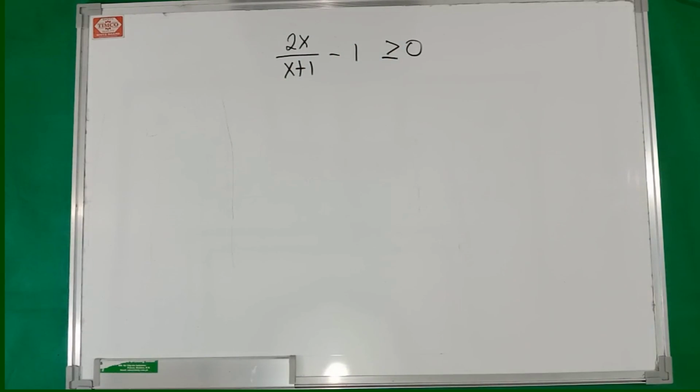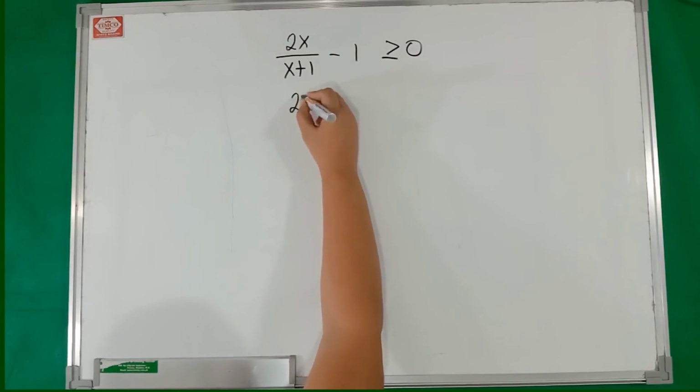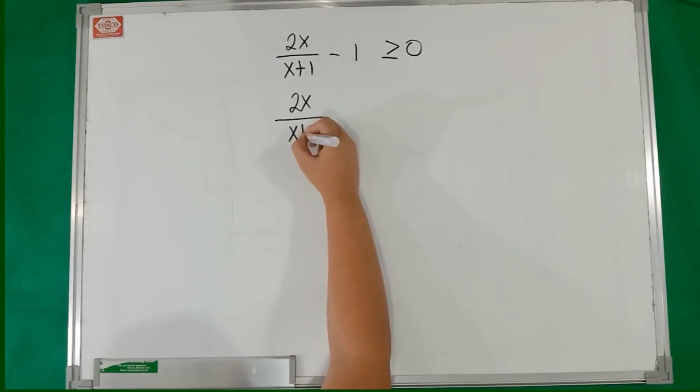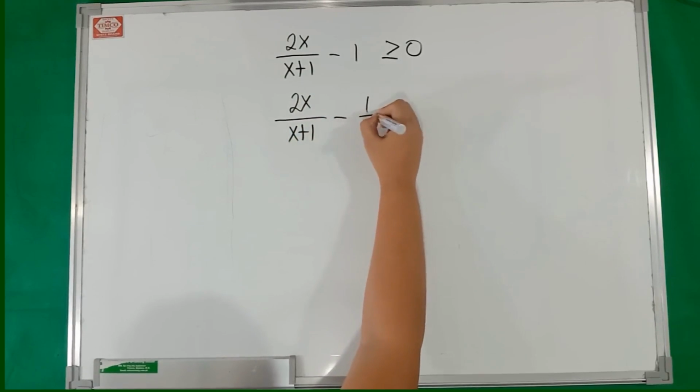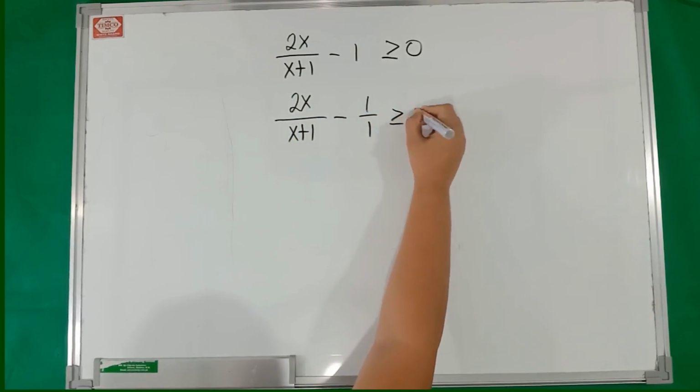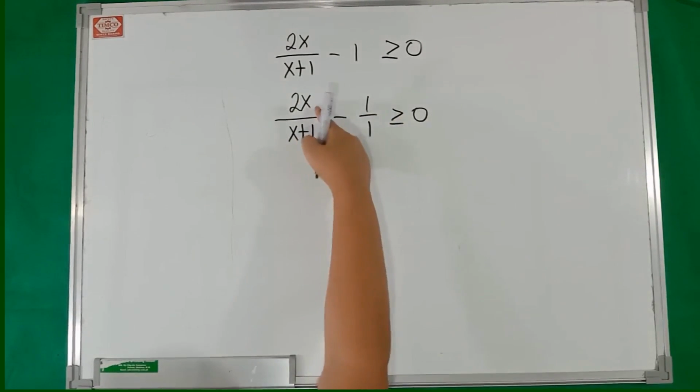So we have to make the inequality a single fraction. We will combine 2x over x plus 1 minus 1 so that it will become a single fraction. In this case, every whole number has a denominator of 1, so I just show it.